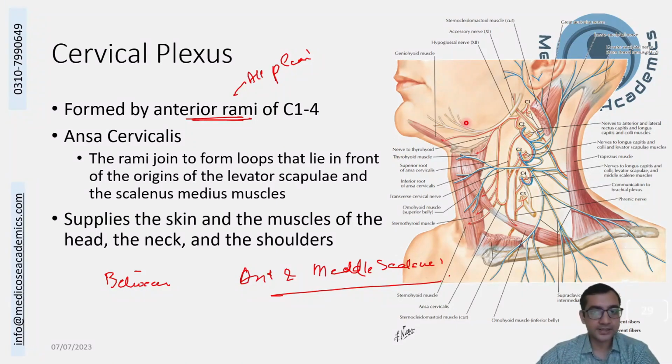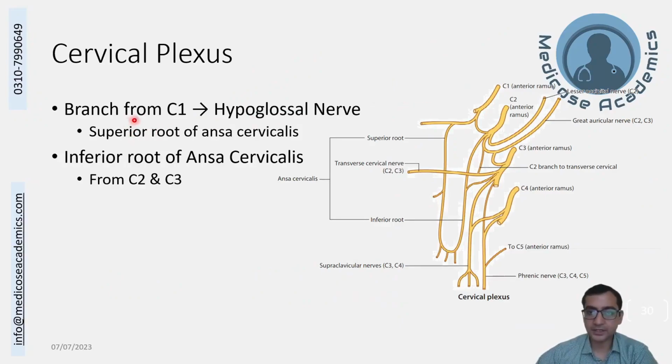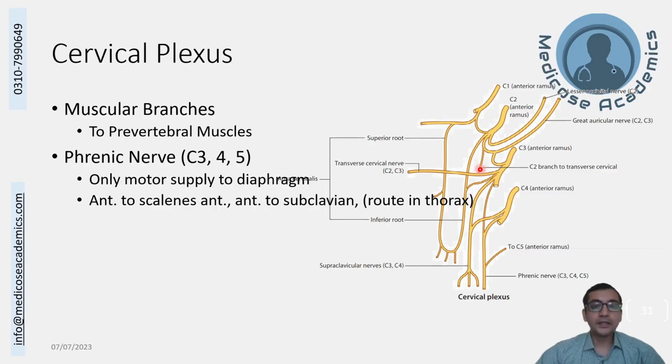So this is about the Ansa cervicalis. This is the C1 branch that becomes a part of the hypoglossal nerve to the two muscles, genioglossus and thyrohyoid, and the superior root, the anterior root of the Ansa cervicalis. It is coming from the hypoglossal nerve. And then we are left with the inferior posterior root of the Ansa cervicalis. It is coming from two roots, C2 and C3. They join and form the inferior posterior root of the Ansa cervicalis, and this goes on to supply the infrahyoid muscles.